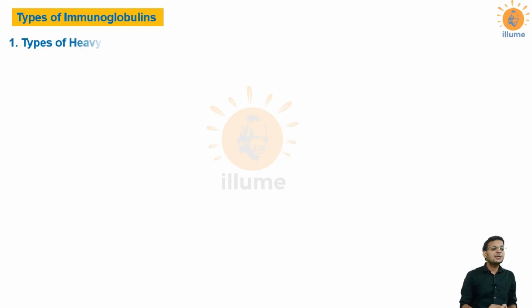Now the next topic is types of immunoglobulins. As we already discussed, there are 5 types of immunoglobulins. Before discussing the types of immunoglobulins, I would first tell you the types of heavy chains that are present in immunoglobulins. There are a total of 5 different kinds of heavy chains that may be present in immunoglobulins. The first one is the gamma chain.